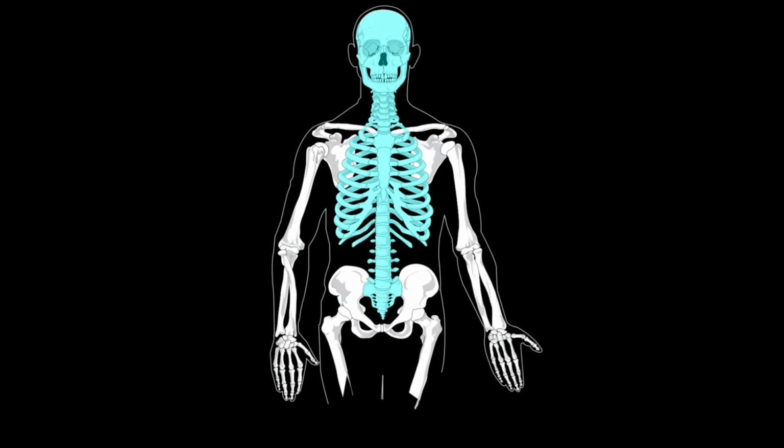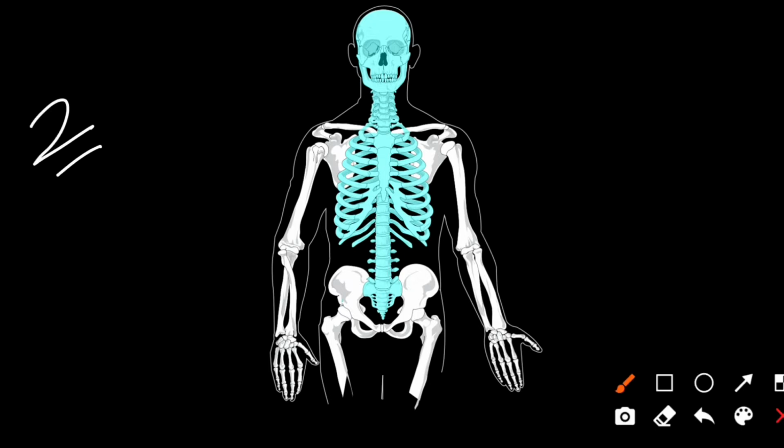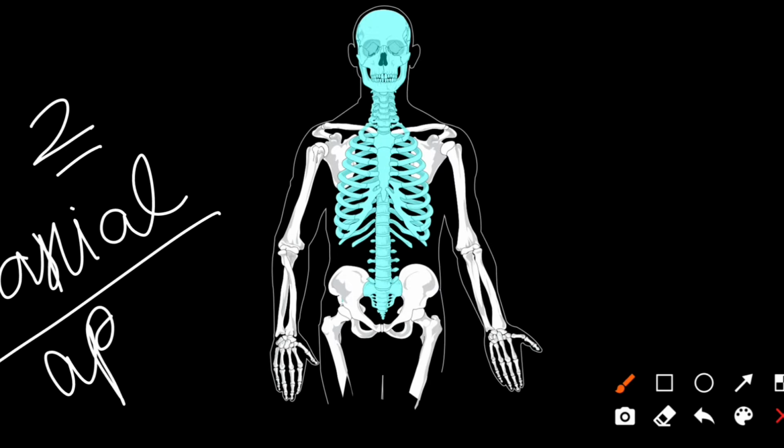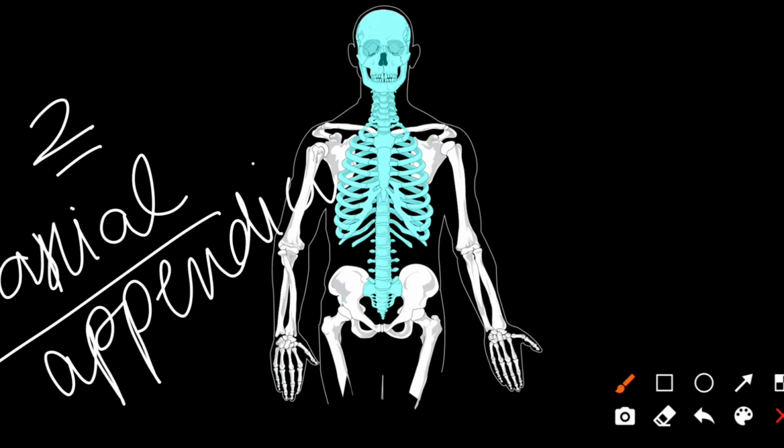I hope you have seen the previous video that was all about the skeleton system intro part. Now we are starting with the human skeleton system's divisions. The skeleton's main division is in two parts. The first one is the axial skeleton system, and the second is the appendicular skeleton system.